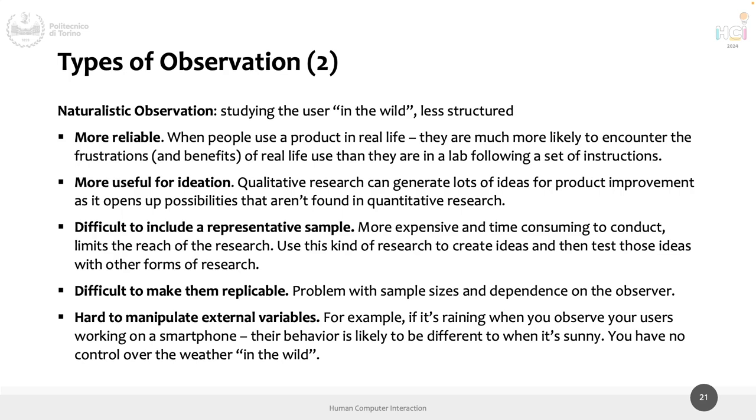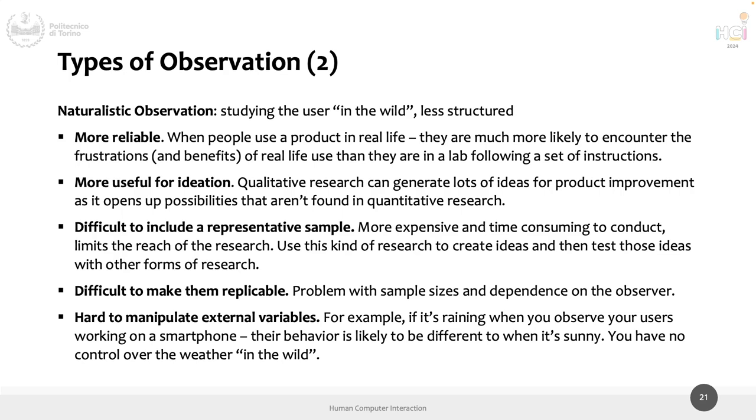And of course, similarly, it's hard to manipulate what's called external variables. So if it's raining when you observe a user working on a smartphone, that behavior is likely different from the same person doing the same activity when it's sunny, because there is no umbrella, because maybe the person is calm and doesn't want to slow things down, or maybe they want to speed up because they don't want to get rained on, etc.